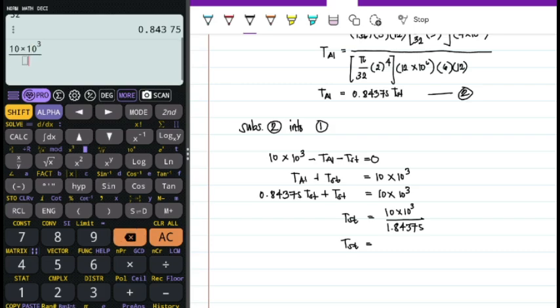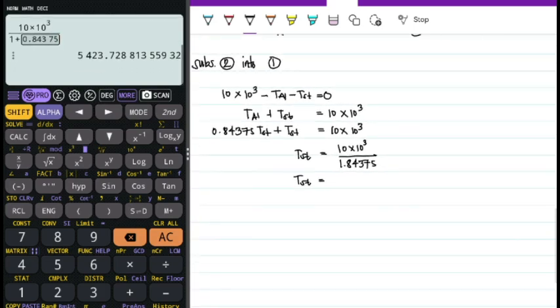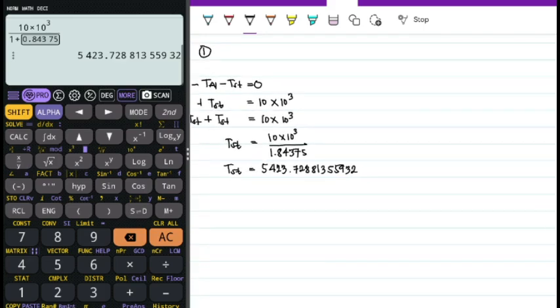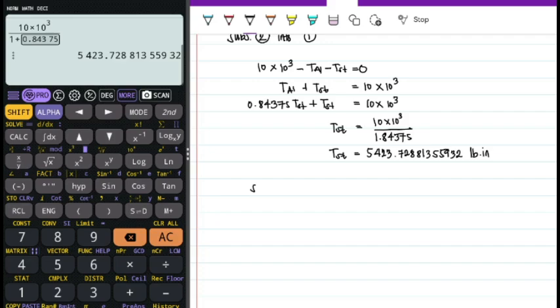I'm sorry. It should be 5,423.728813559322. Well, the previous answer, it's because I did not add 1, right? I forgot to add 1. So just make some corrections. So the final answer now for our T_ST, the torque at ST, is 5,423.728813559322 pound-inch. Now we are to substitute T_ST into equation number 2.